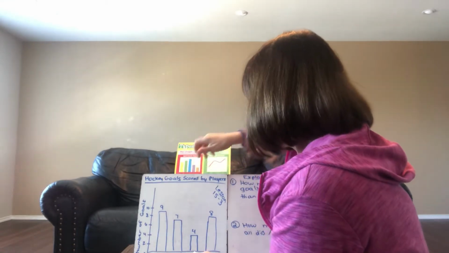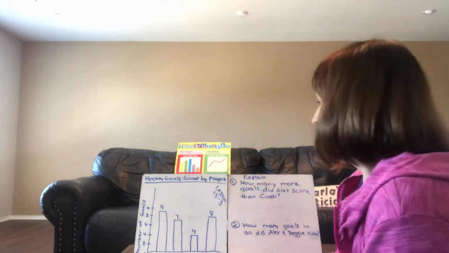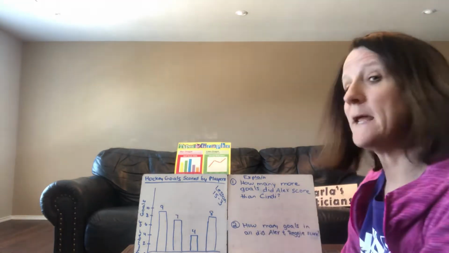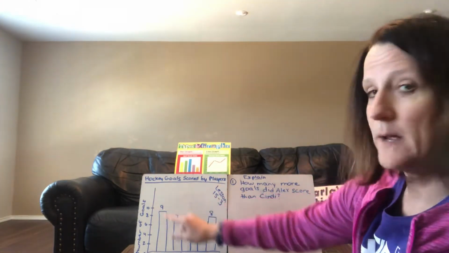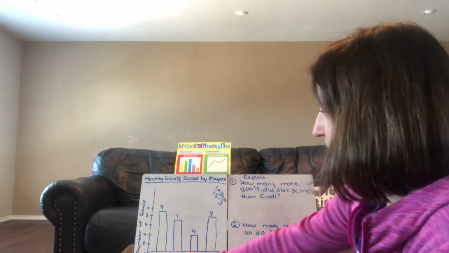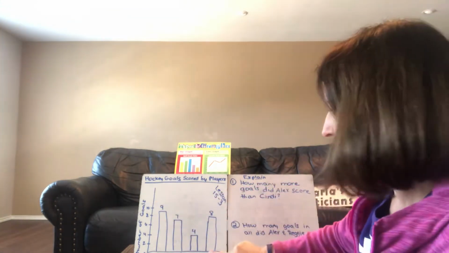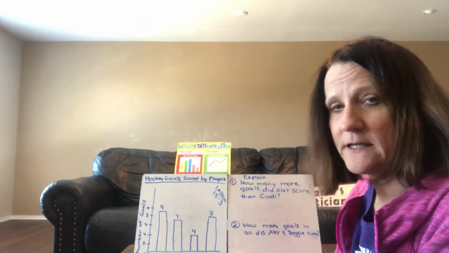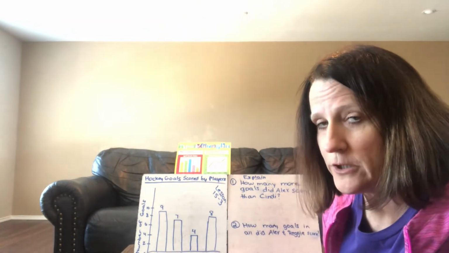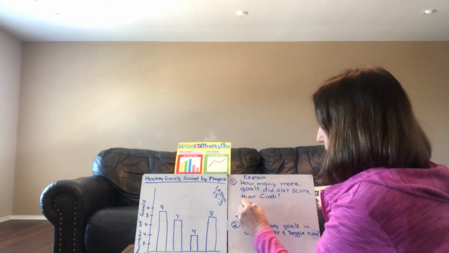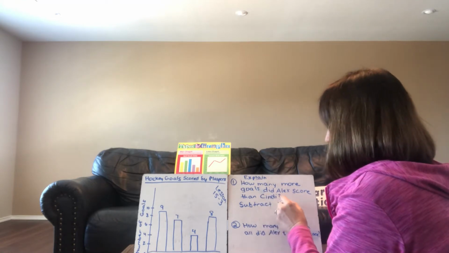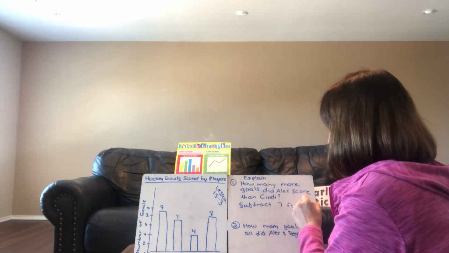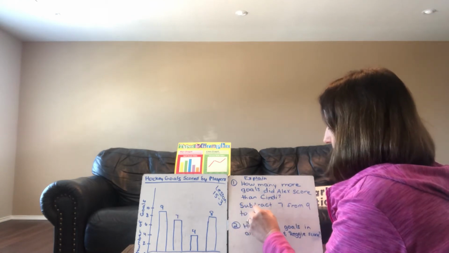And so when we look at question number 1, it says explain how to find how many more goals Alex scored than Cindy. And since we put our numbers at the top, it makes it really easy. So we look over here, Alex had 9, and then Cindy had 7. And so when it says how many more, what do? You got it, we subtract. And so we would subtract 7 from 9 to get 2 goals.